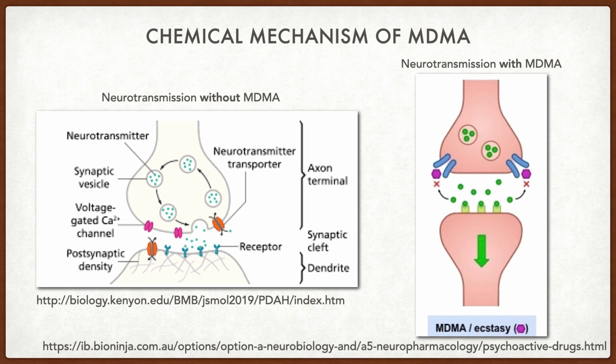Now, looking on the right, we see a neuron that has been affected by MDMA. Because MDMA has a very similar molecular structure as molecules such as serotonin, it can enter in through the transport protein that is specific to serotonin or similar neurotransmitters, and it can enter into the axon terminal. And once it enters into the axon terminal, it prevents vesicles from reuptaking neurotransmitters like serotonin.